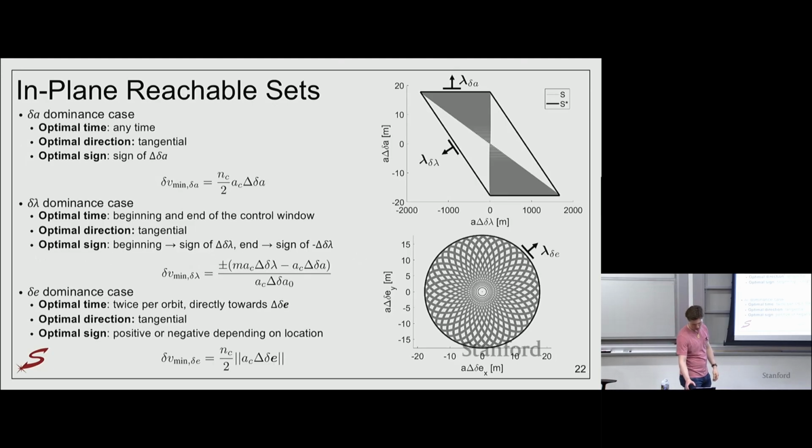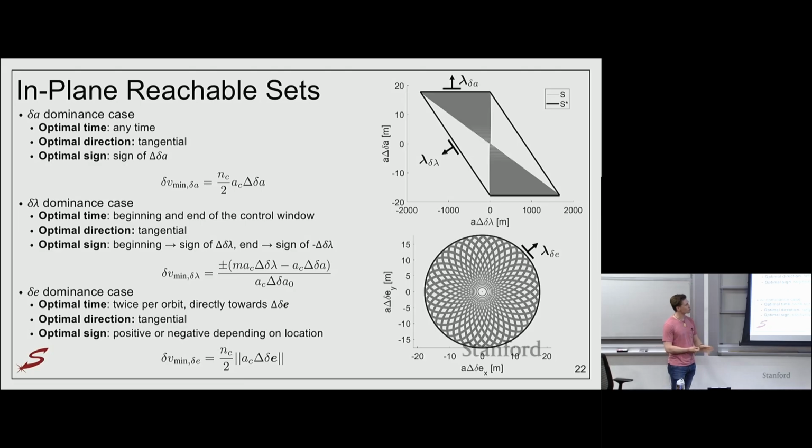And we can do this for all the dominance cases for in-plane control. For a delta lambda dominance case, those are going to be the sides of the parallelogram. This is a far more restrictive case. You can see that the maneuver samples S only intersect the convex hull at 2 points, right at the beginning and right at the end. So the optimal maneuvers only occur at the beginning and the end of the control window. That's it.